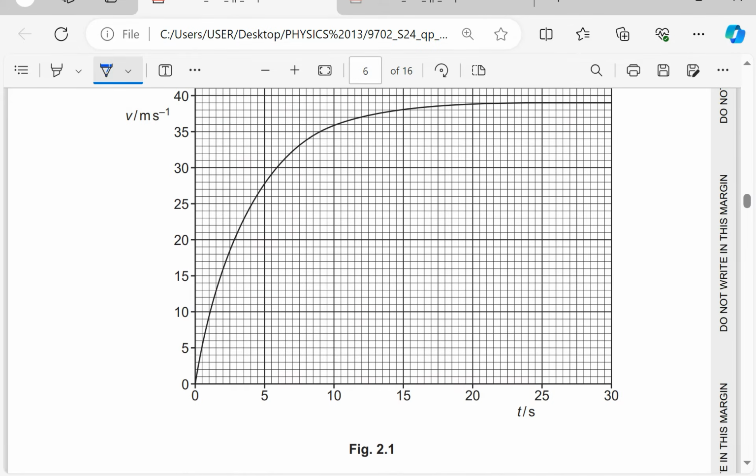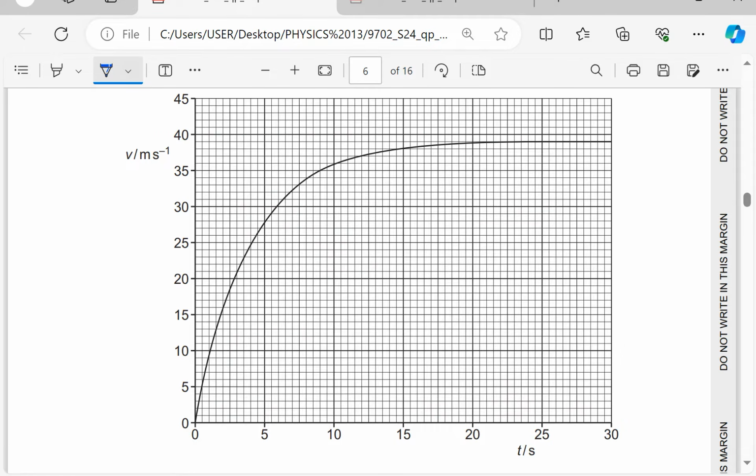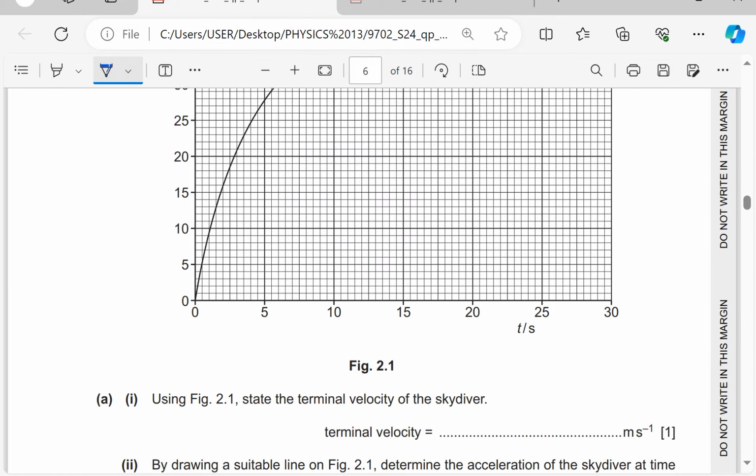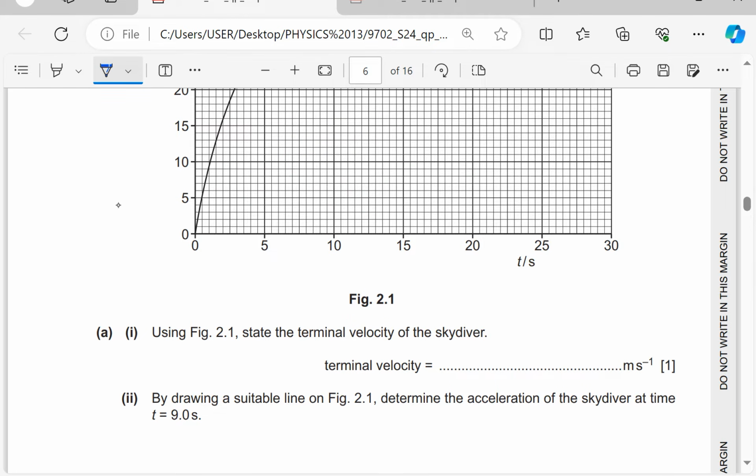So I'll just put a ruler here on the graph to see where this line touches the y-axis. I think this is the point. And the scale on the vertical is, I think, 1. So 35, 36, 37, 38. This is 39. So the terminal velocity is 39 meters per second.